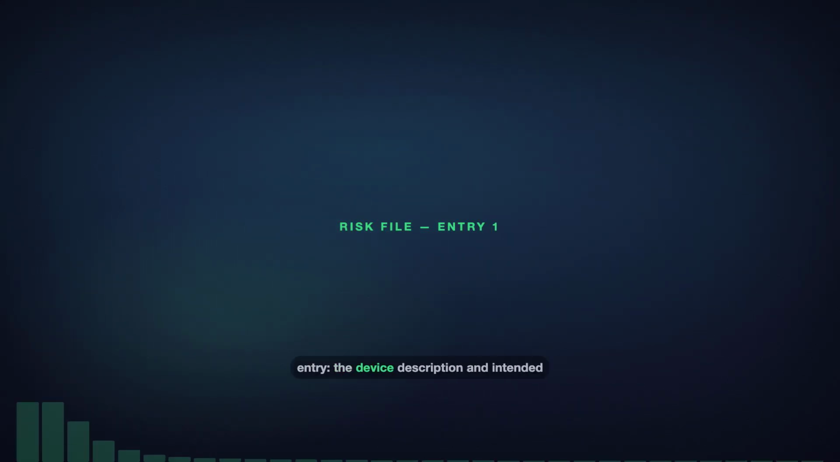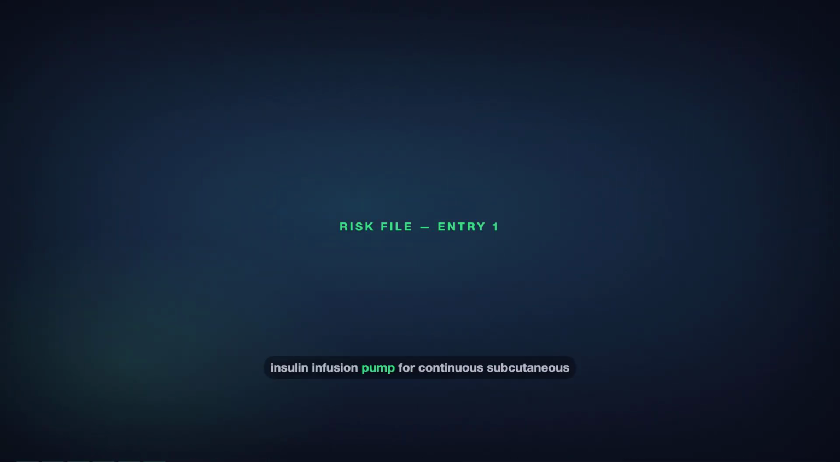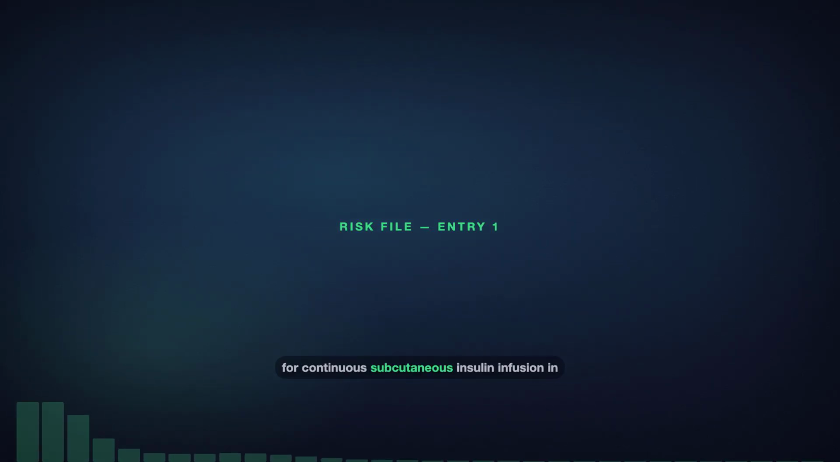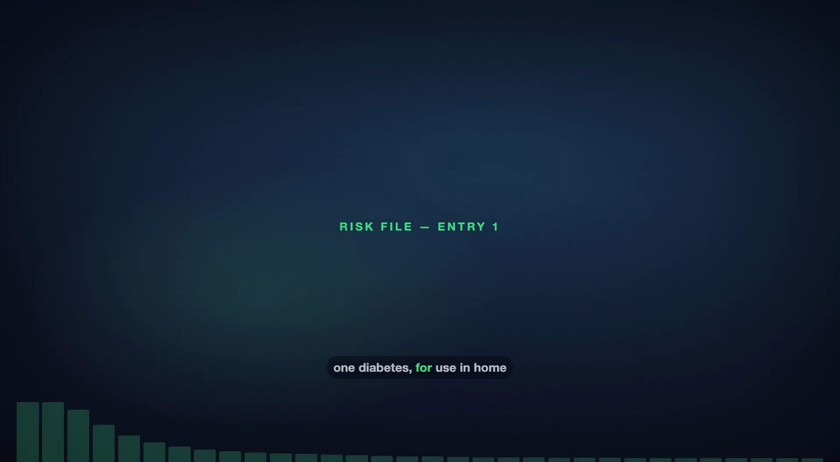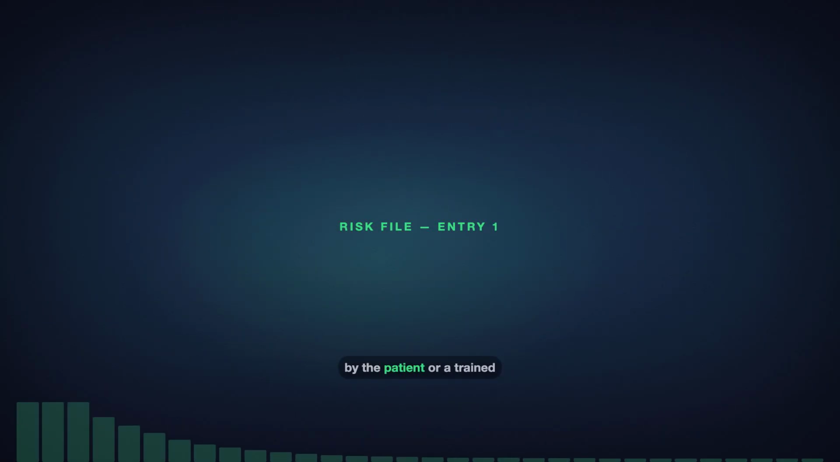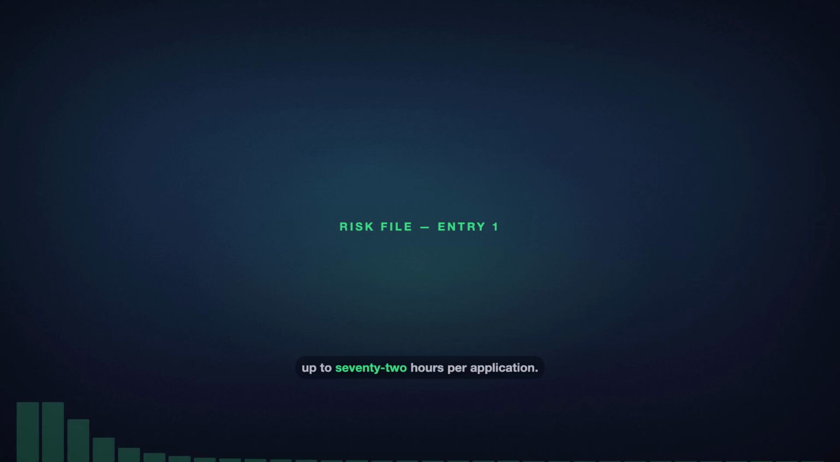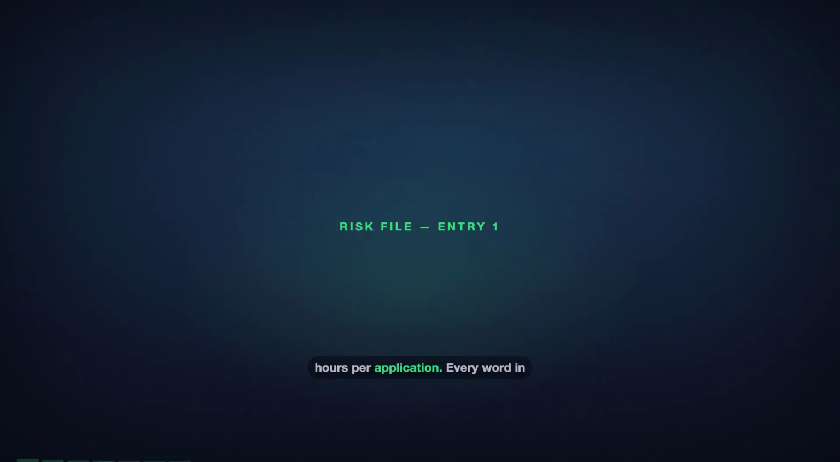First entry, the device description and intended use. WearPump's intended use statement: a wearable subcutaneous insulin infusion pump for continuous subcutaneous insulin infusion in adult patients with type 1 diabetes for use in home and ambulatory environments, managed by the patient or a trained caregiver for wear periods up to 72 hours per application. Every word in that statement is a load-bearing wall.